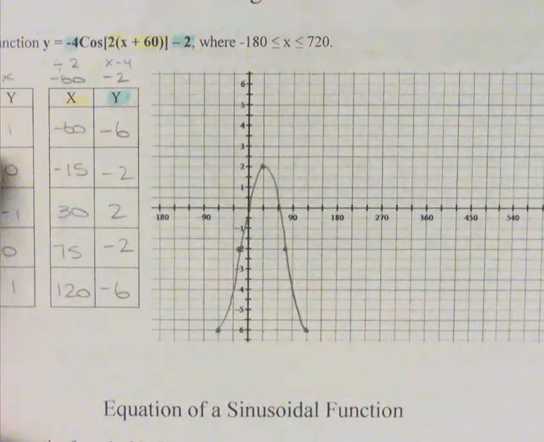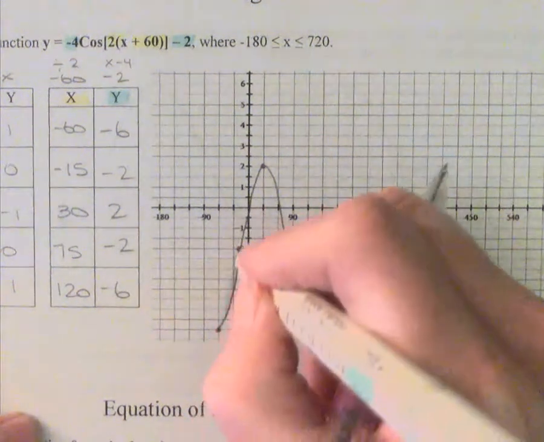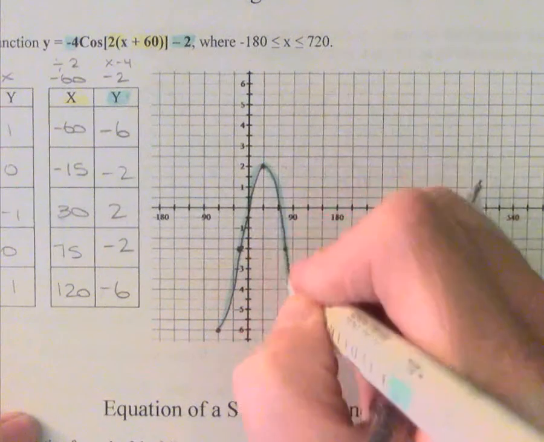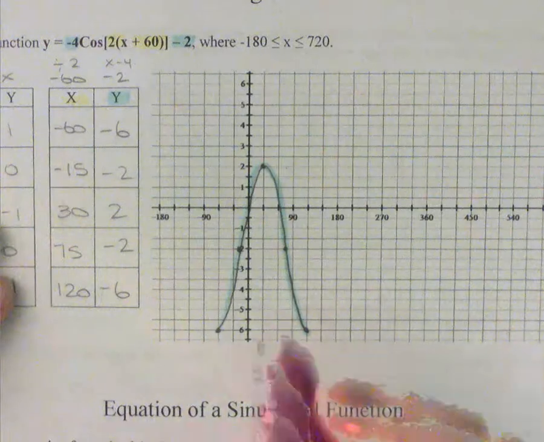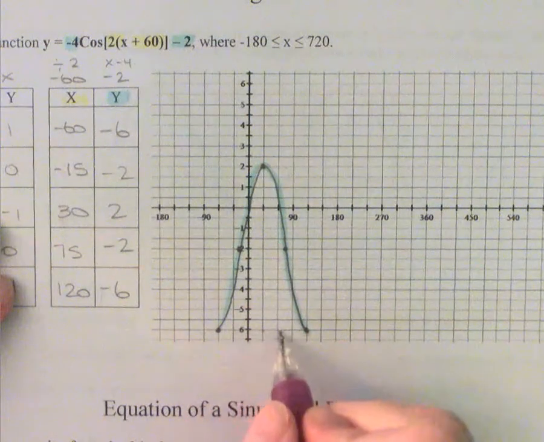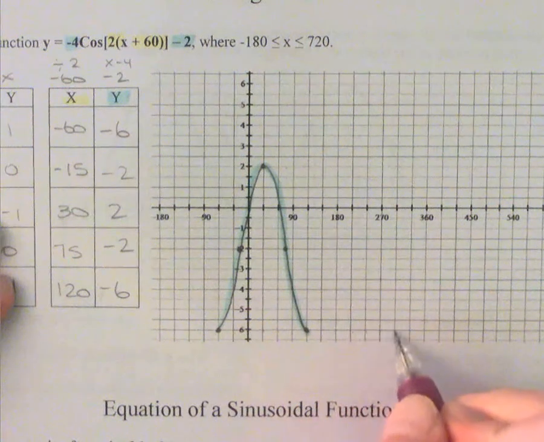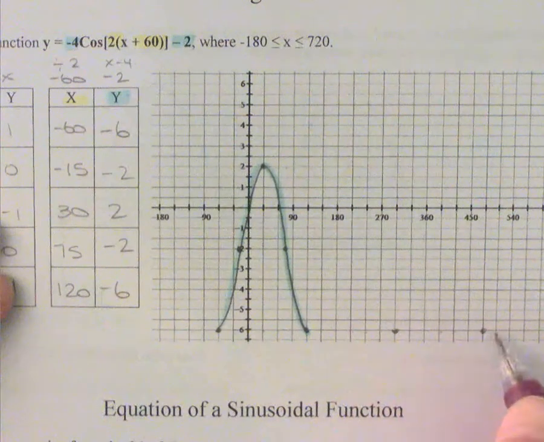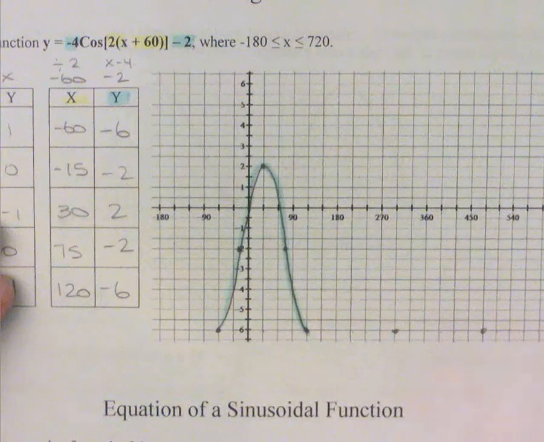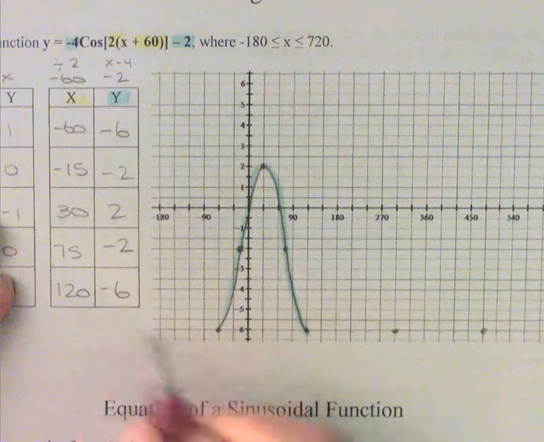So there's my original cycle. And if I look, we are 1, 2, 3, 4, 5, 6 spaces, and again 1, 2, 3, 4, 5, 6, and so on across the graph. And then I run out of space. I'm going to run out of space.